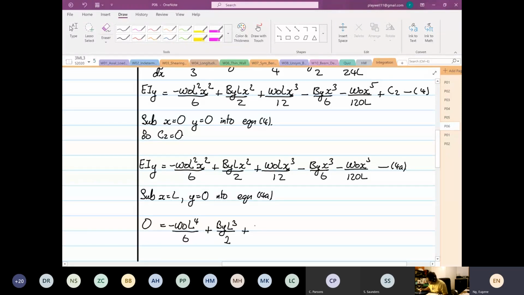Plus By omega 4. By L cubed over 6 minus By... I'm a bit lost now. There's something wrong. Oh, this expression, this is L^5, sorry. Somehow when we copy, it's not really good. I mean, when I copy, not you. So omega naught L to the power 4 over 120.